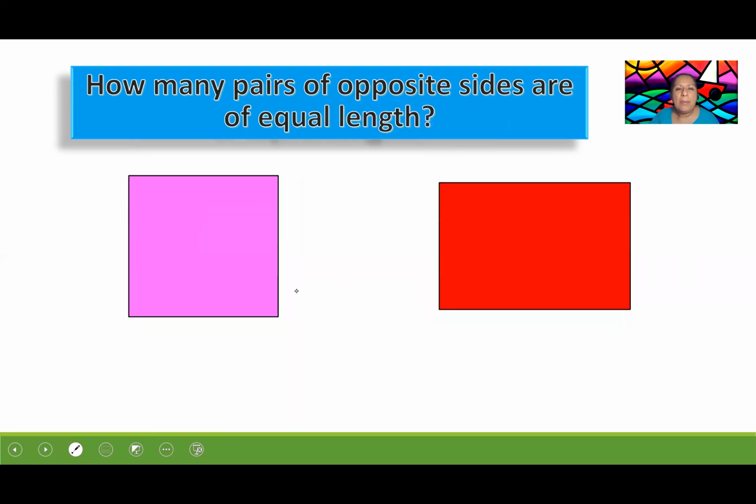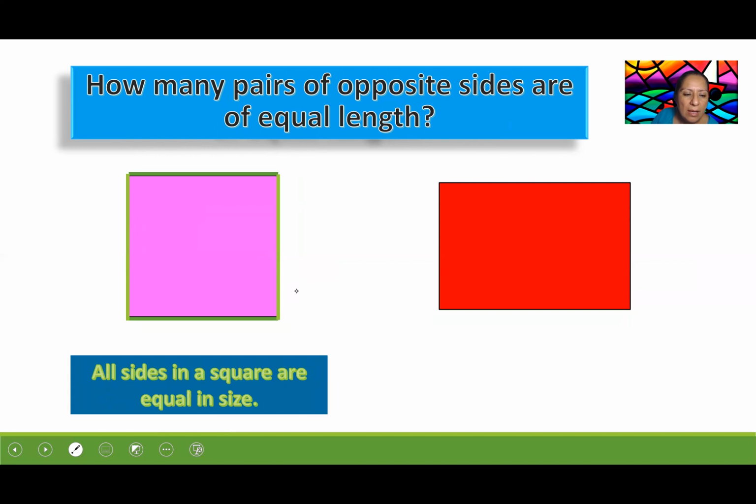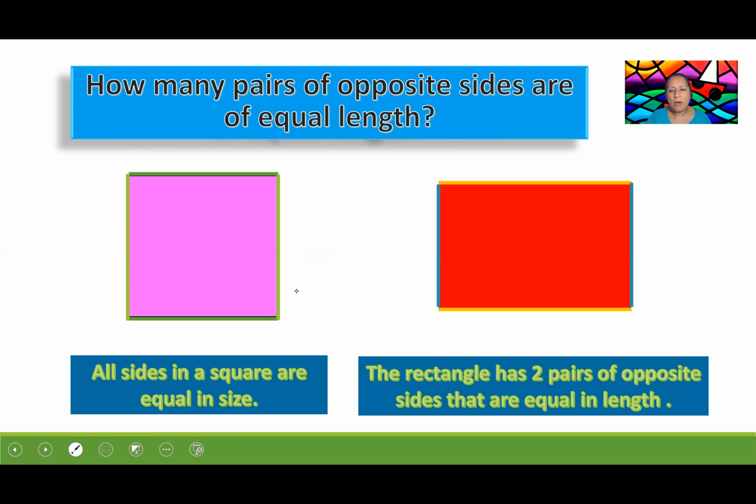Another question says, how many pairs of opposite sides are of equal length? Now we know that the square has these sides that are the same size and these two. So we know that all the sides in a square are equal in size. Now let's look at this rectangle. The rectangle has 1 pair of sides that are equal in length. These are long sides, but it has another set of shorter opposite sides that have the same length. So for the rectangle, we can say that the rectangle has 2 pairs of opposite sides that are equal in length.